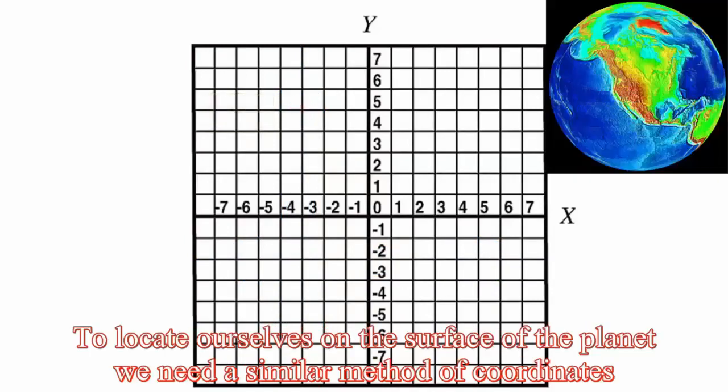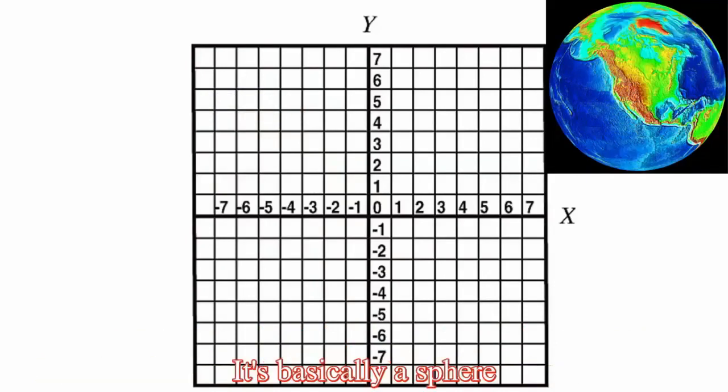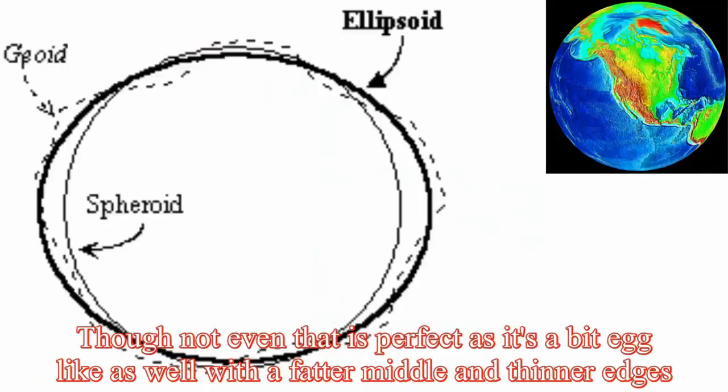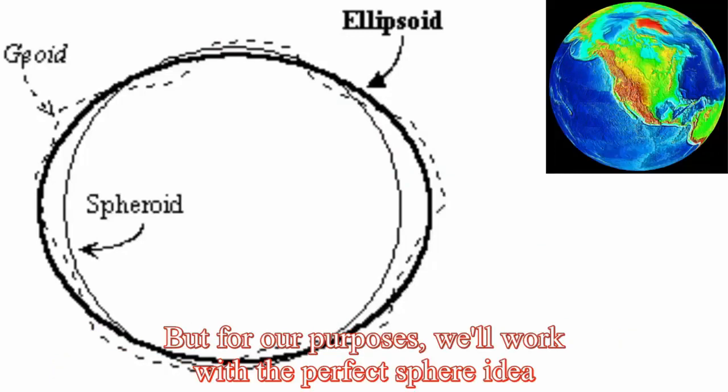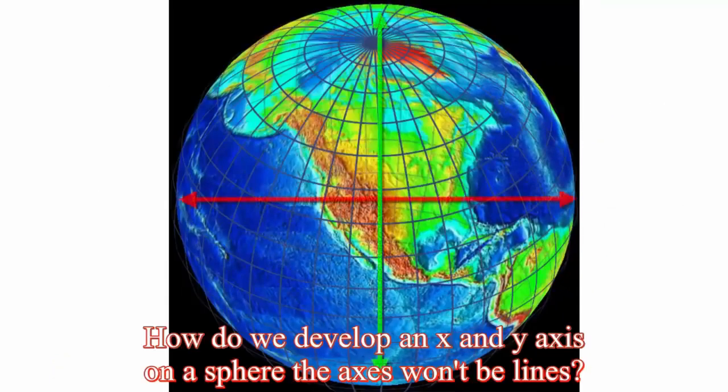To locate ourselves on the surface of the planet, we need a similar method of coordinates, but the challenge is that the Earth's surface isn't flat. It's basically a sphere, though not even that is perfect, as it's a bit egg-like as well, with a fatter middle and thinner edges. But for our purposes, we'll work with the perfect sphere idea. How do we develop an x and y axis on a sphere?